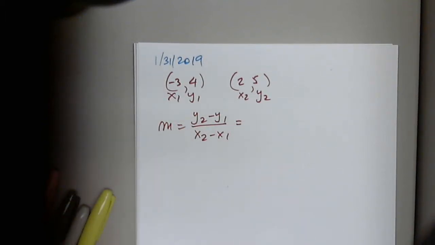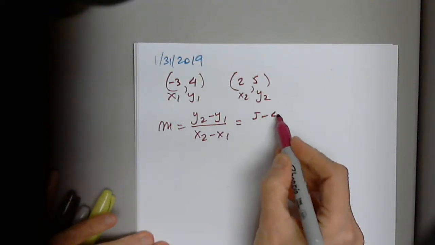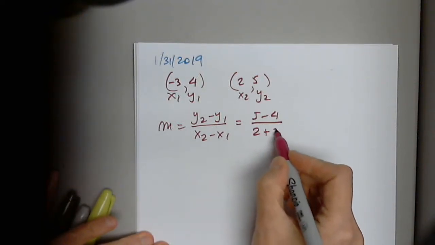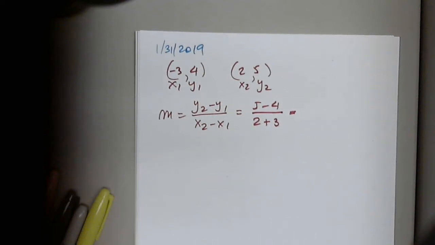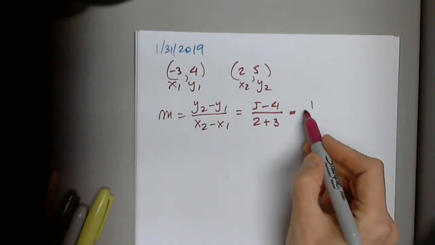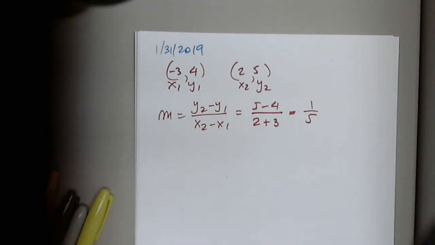It's not a monologue. Don't feel reluctant to ask questions. You can stop me anytime. All I have to do is replace 5 minus 4 over 2 plus 3. Any questions anytime, please? The numerator is 1. The denominator is 5. Agreed so far? Very good.